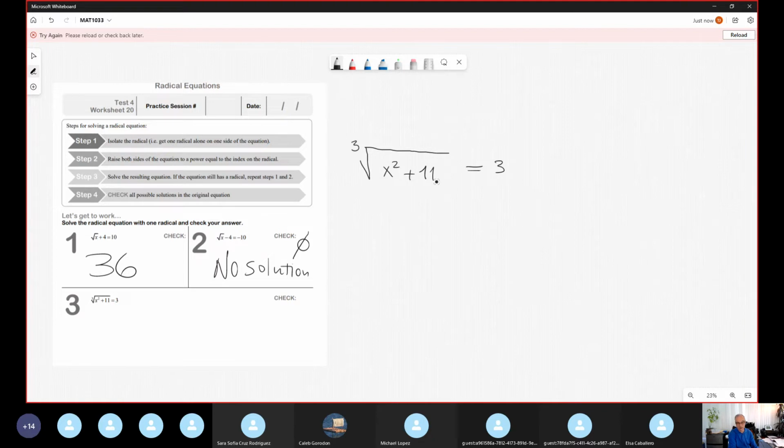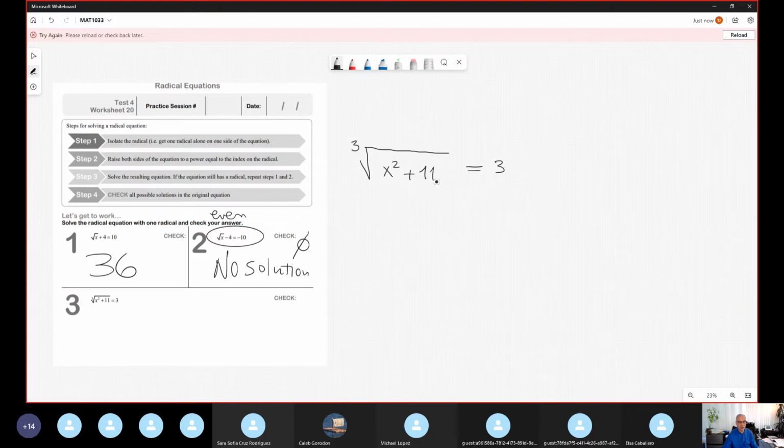Let me anticipate something. When you have an odd index, like 3 or 5, we never have an extraneous solution. That situation never happens. It happens when the index is 2 or 4, so an even index. However, suppose I don't know that. I try, I check it. But I anticipate that a check is not necessary when the index is an odd number.